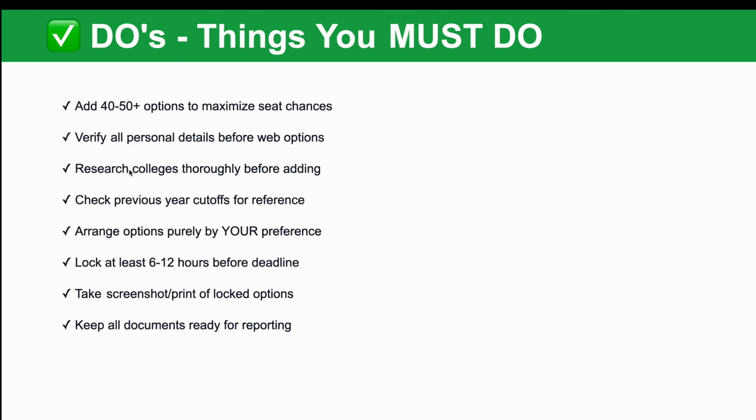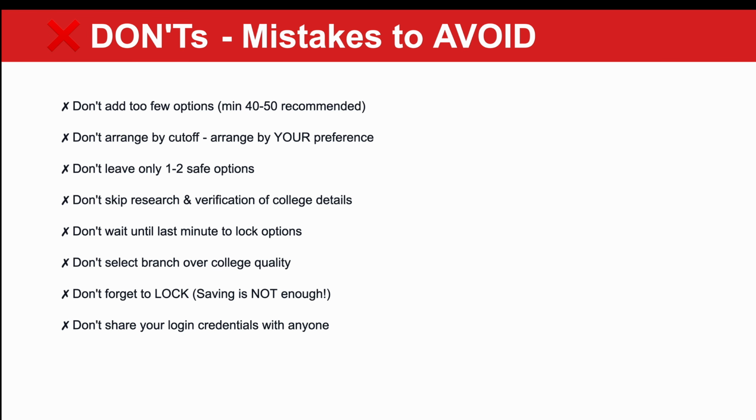Then research colleges thoroughly before adding. Once you research the college, write it down in that list, then keep it in the web options, and then check the previous year cutoff for reference, so that your rank will get a good college as per your preference and priority. And then lock at least 6 to 12 hours before the deadline, and as I said, you should save the options that you kept.